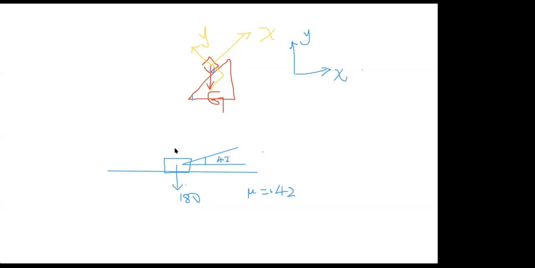We can work on that. This is the weight. The floor always gives the box a supporting force. They have the same magnitude, but a different direction. So this F equal to 182, right? And then if you want to calculate F, the static friction is equal to mu F.